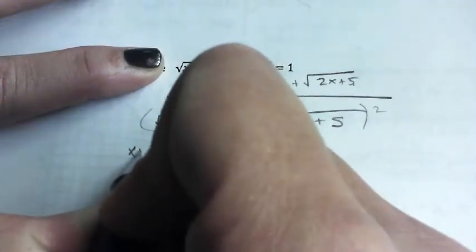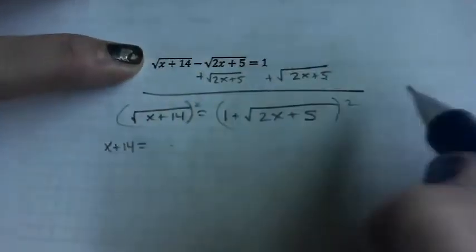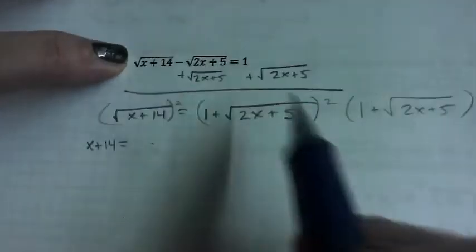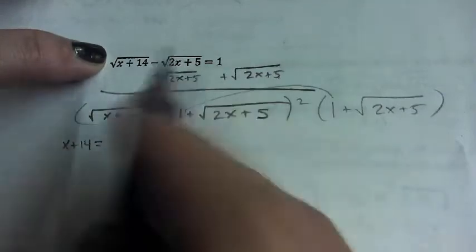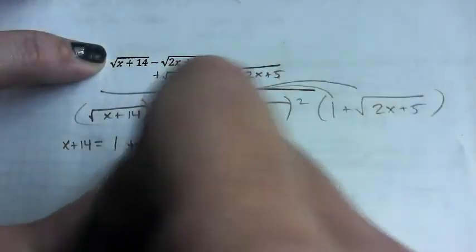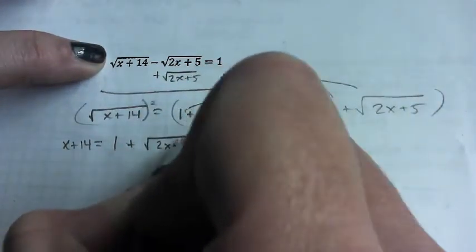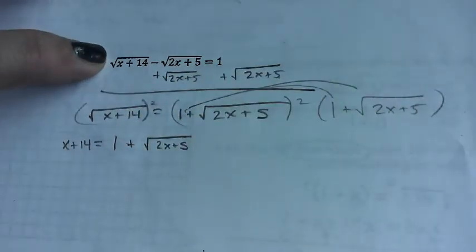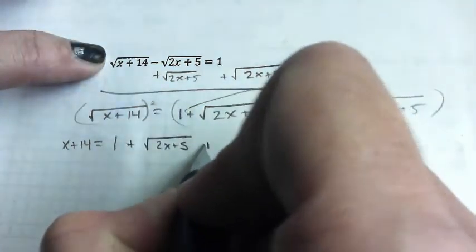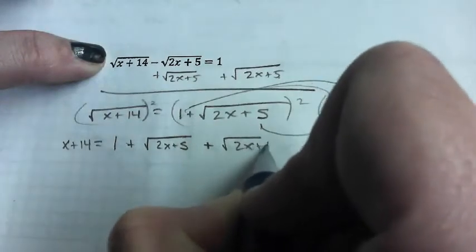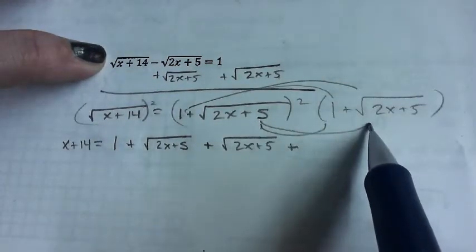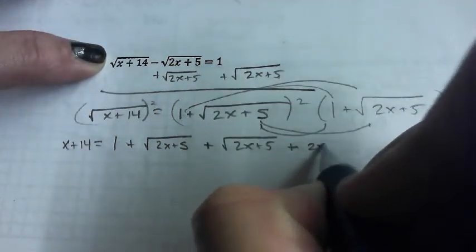The left is just x plus 14. The right, I really need to visualize the FOILing process. 1 times 1 is 1. 1 times root 2x plus 5 is just root 2x plus 5. Just like any coefficient of 1, I don't really have to write it. Root 2x plus 5 times 1 is another plus root 2x plus 5. And then root 2x plus 5 times root 2x plus 5 is just going to be 2x plus 5.